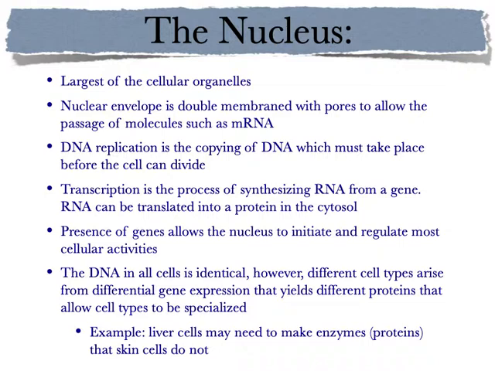The presence of genes allows the nucleus to initiate and regulate most cellular activities. We'll look at that. And the DNA in all cells is identical. However, different cell types arise from differential gene expression that yields different proteins that allow cell types to be specialized. For example, liver cells may need to make enzymes or proteins that skin cells do not. Those two cell types have the same nucleic acids, right? They have the same genetic material, but they express their genes differently, and that's what makes the cell types different.